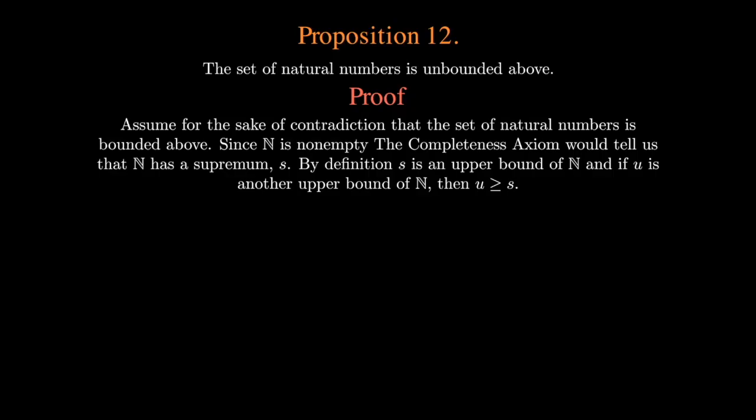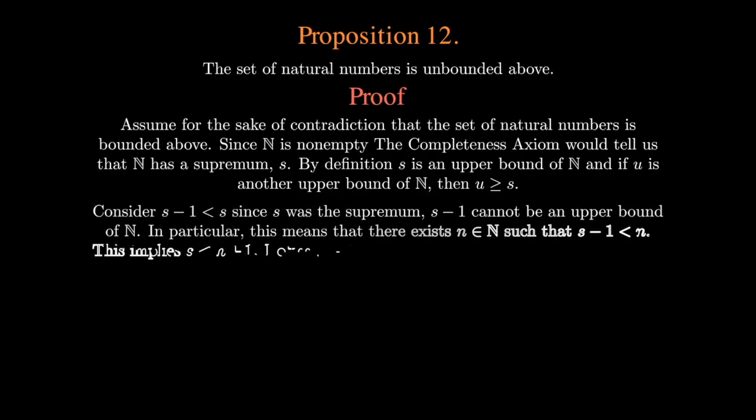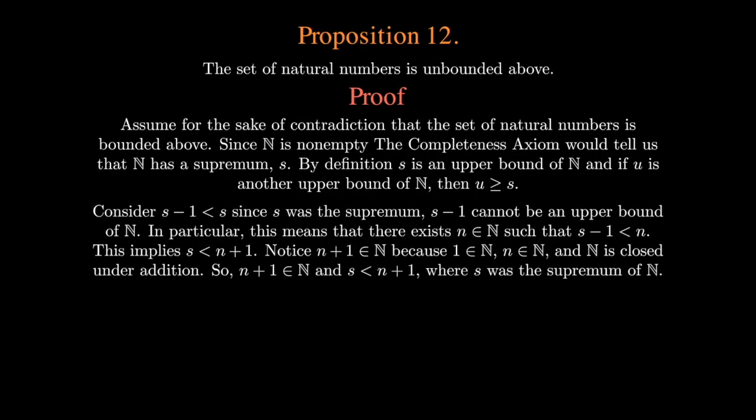Thus, if we consider s minus 1, being strictly less than s, since s was the supremum, s minus 1 cannot be an upper bound of the naturals. In particular, this means that there exists an n in the naturals such that s minus 1 is strictly less than n. This implies s is strictly less than n plus 1. Notice n plus 1 is in the naturals because 1 is in the naturals, n is in the naturals, and the naturals are closed under addition.